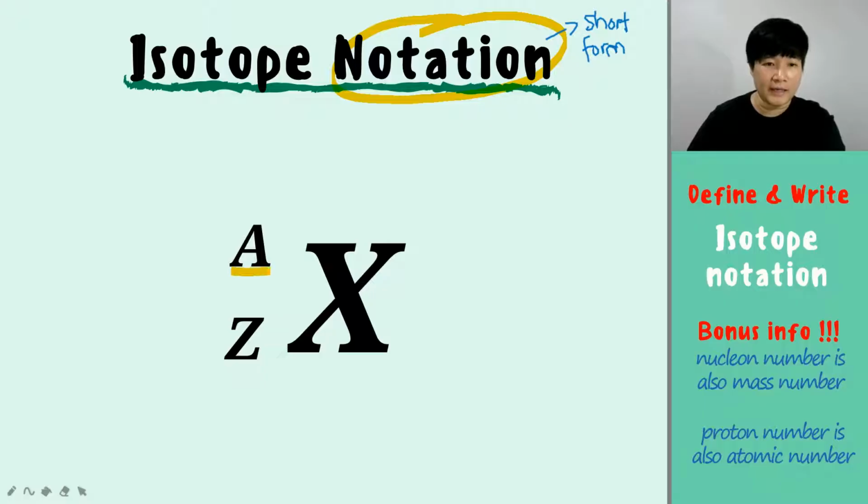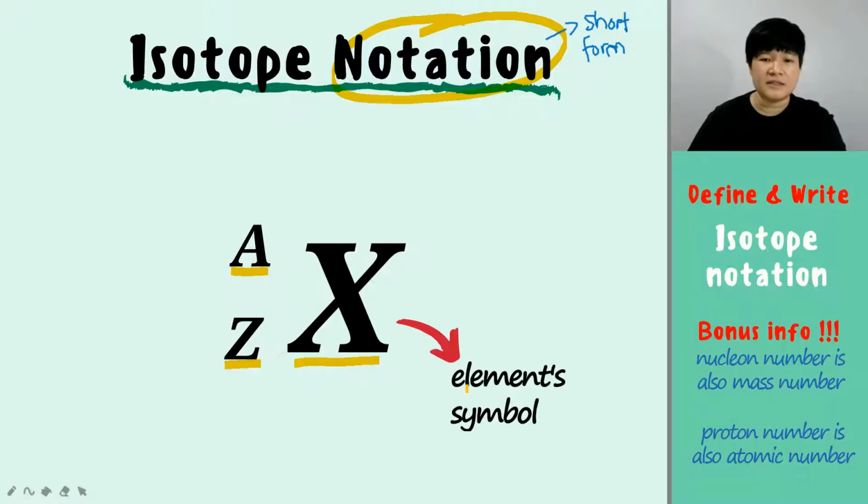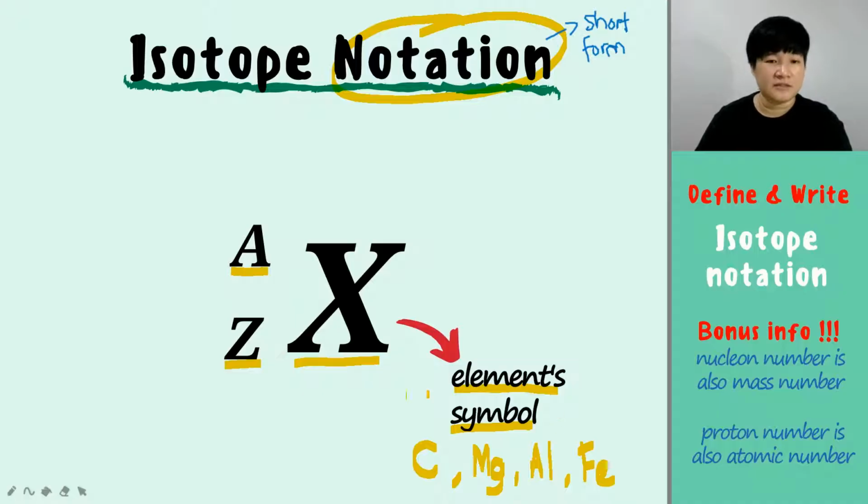You have your A, you have your Z, and also your X. So what does the X over here mean? The X over here is your element symbol. For example, if I'm using carbon, then the symbol will be C. If I have magnesium, then the symbol will be Mg. That is what we mean by element symbol. For example, aluminium, you will have Al. Iron, you will have Fe. So that is what we mean by element symbol.